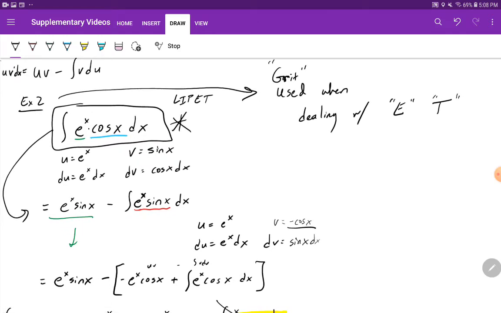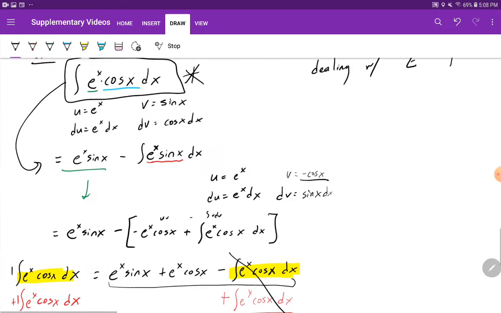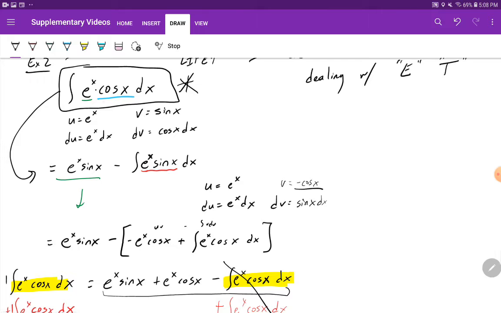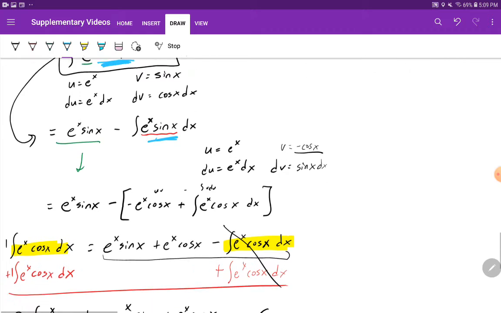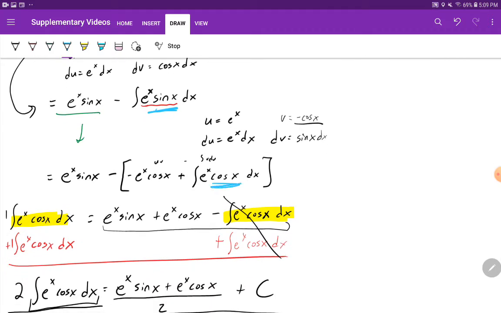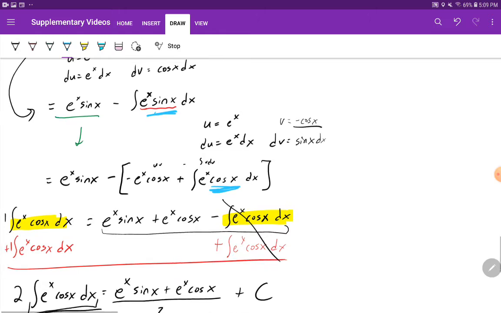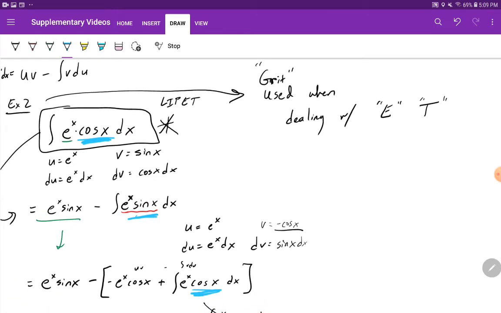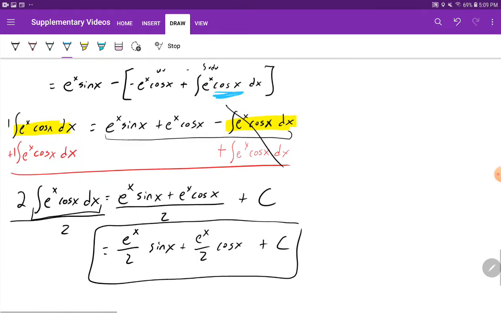Sine and cosine are what's called cyclic. You guys don't need to know what that means, but sine and cosine are cyclic, meaning when you differentiate or integrate them, you'll eventually get back to where you started, right? And that happened in this case. We started with a cosine, it turned into a sine, and then when we used integration by parts again, it turned into cosine again. So when you have a trig and an exponential, most likely it's going to be a grit method problem. You're going to see it reappear in your work, and then all you have to do is this trick where you just add the original problem to both sides and divide through by a constant.